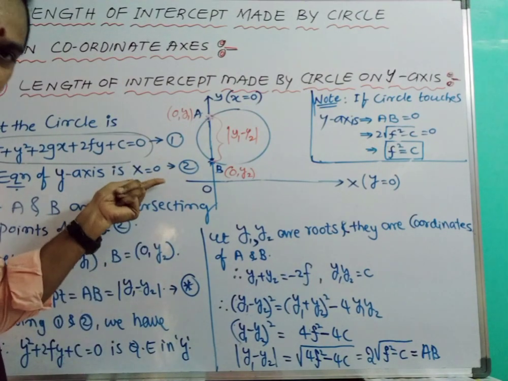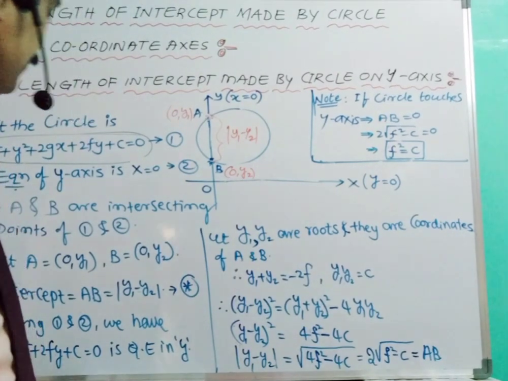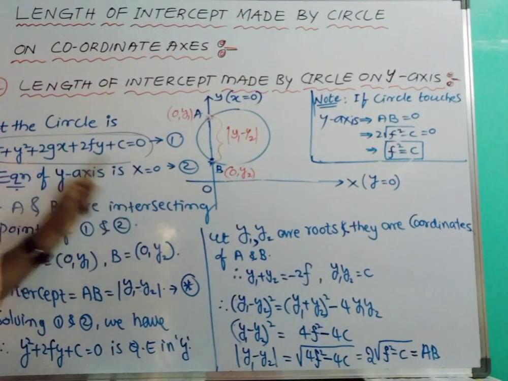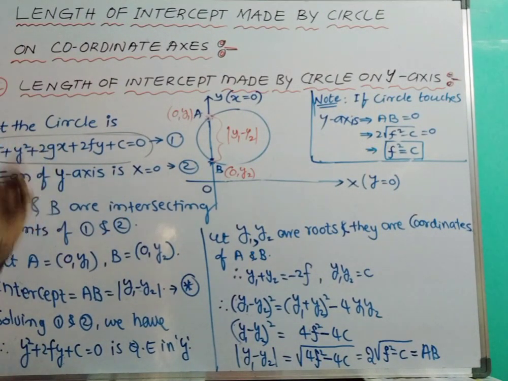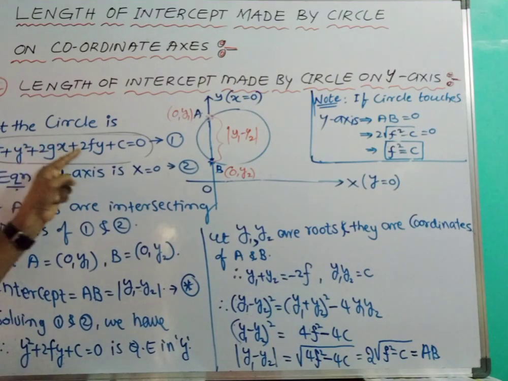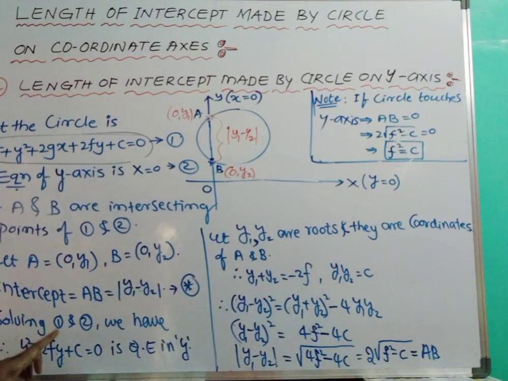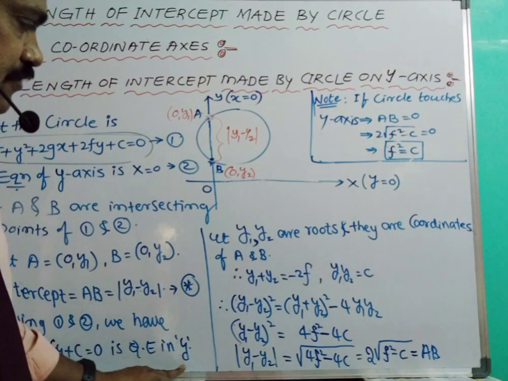Simply, I am going to substitute x equals 0 in the circle equation. It remains x value 0, x square 0, 2gx 0. Remaining terms are y square, 2fy plus c. By solving 1 and 2 equations, we have y square plus 2fy plus c equals 0. It is a quadratic equation in terms of y.